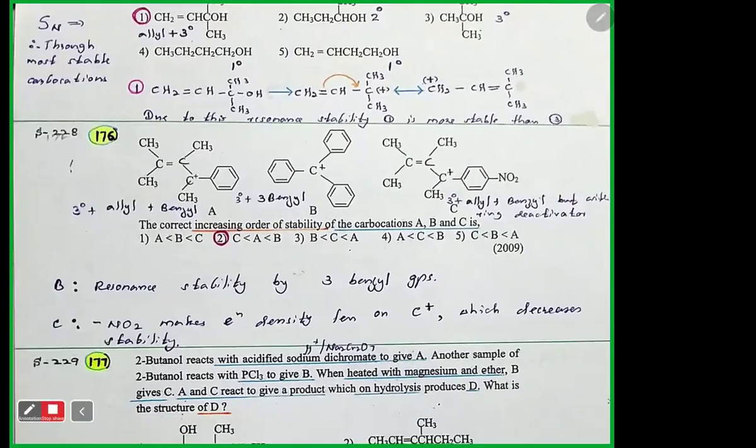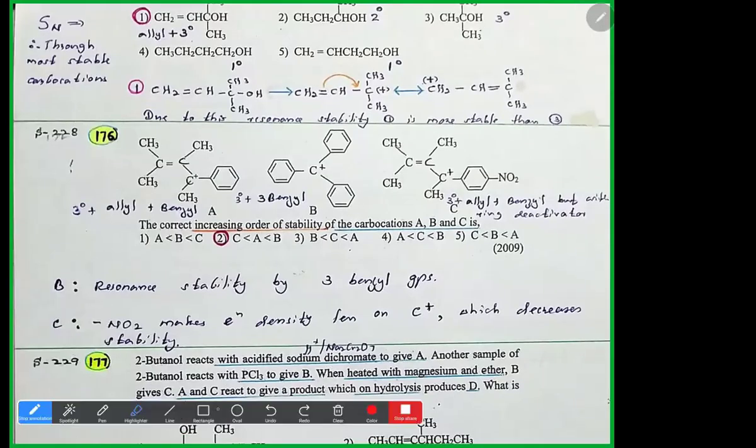176. Again, carbocation stability directly asked. I'm starting with this ring deactivator. These two are exactly the same. A and C are exactly the same other than NO2. Then A, but this is more stable with the benzyl carbocation. 176, answer 2.